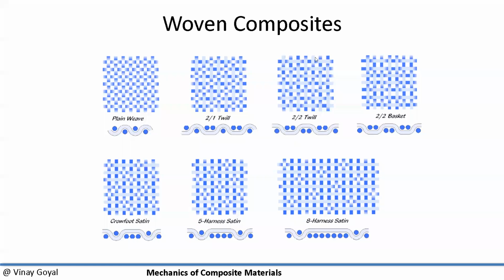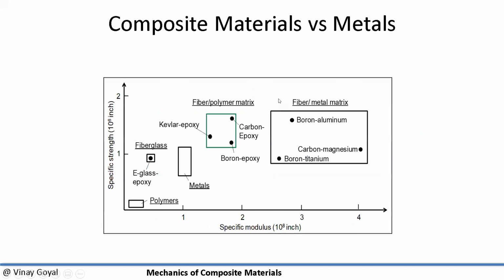Okay, so we continue on. We look at composite material versus metals. We have specific strength versus specific modulus. In this case, you can see here how, and I created this, and I like it, it shows the fiberglass over here compared to metals. You can see quickly how the specific modulus has dropped.